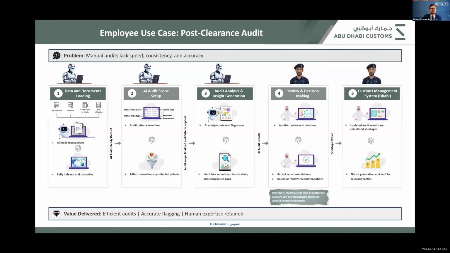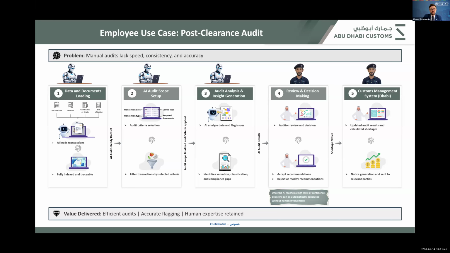Where this took us into a next level that we already plan to be configured: if we reach a percentage of transactions that fully comply between the AI decision and the post-audit experts in Abu Dhabi Customs, the decision will be made automatically by the AI. And this will be followed in the third stage, where the action, like the shortage violation, gets extracted and executed in the back end using the AI.